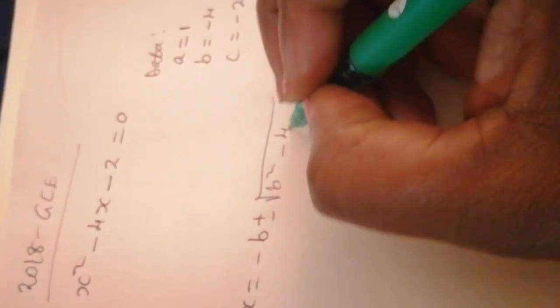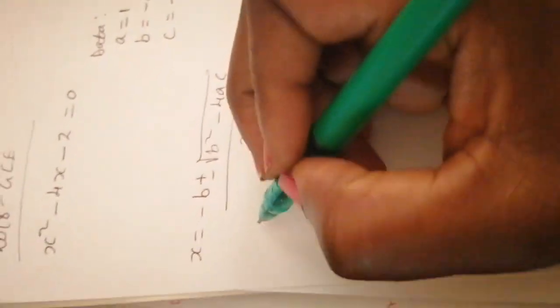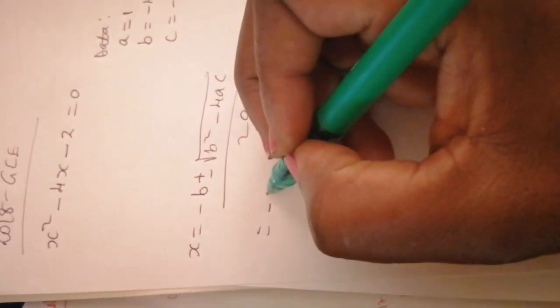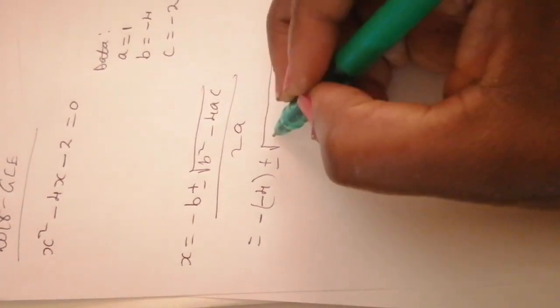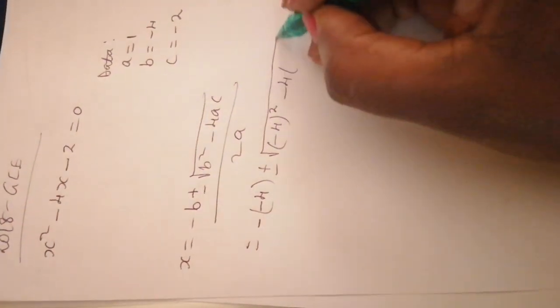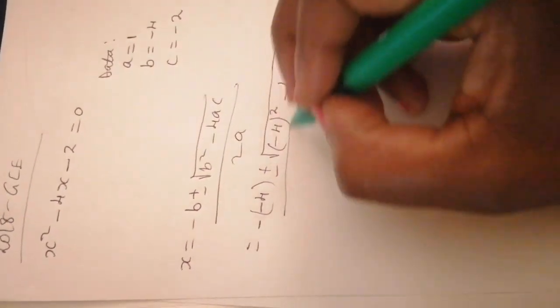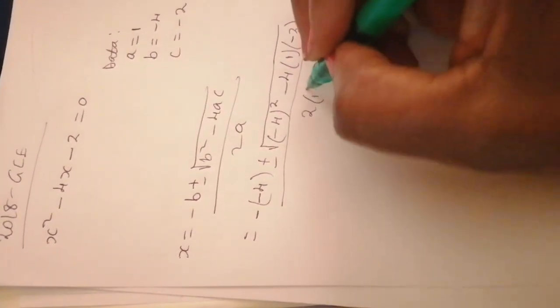The formula, we have x equals negative b plus or minus square root of b squared minus 4ac, everything over 2a. Okay, substituting, we'll have negative 4, negative from there, then b is negative, plus or minus square root of negative 4 squared minus 4 times a is 1, c is negative 2, everything over 2 times 1.